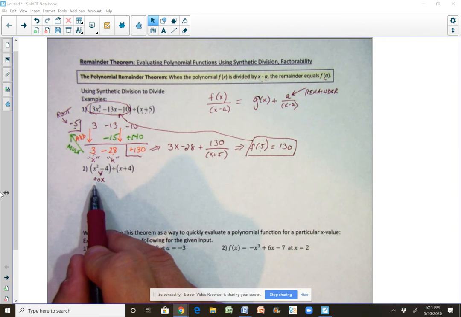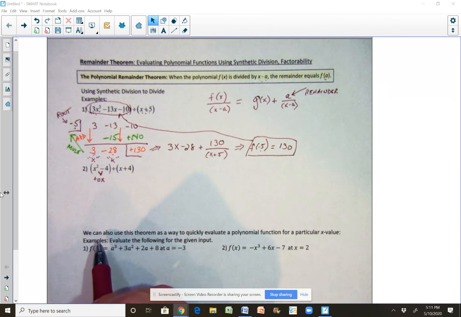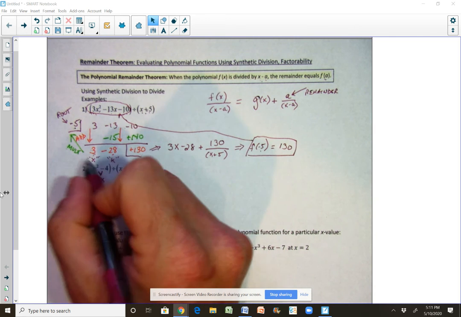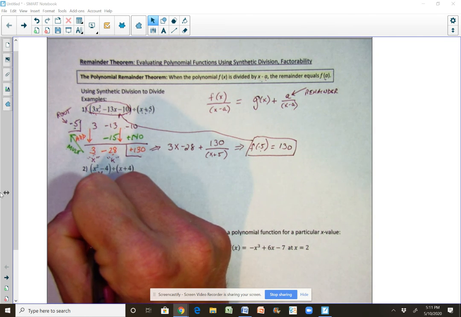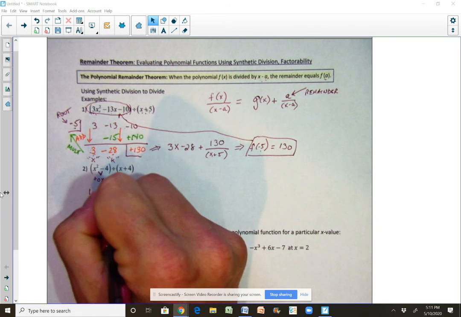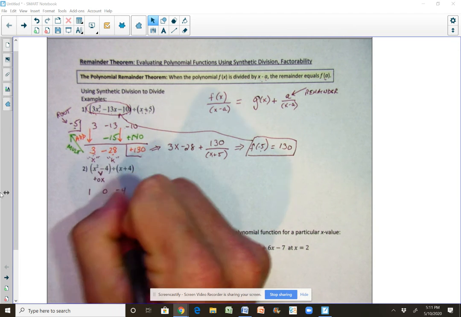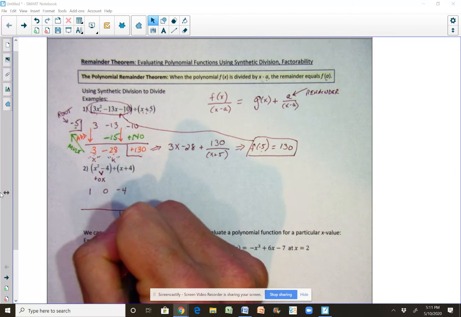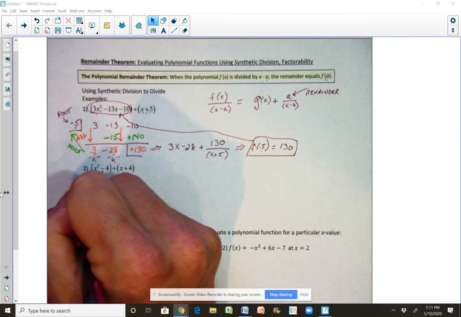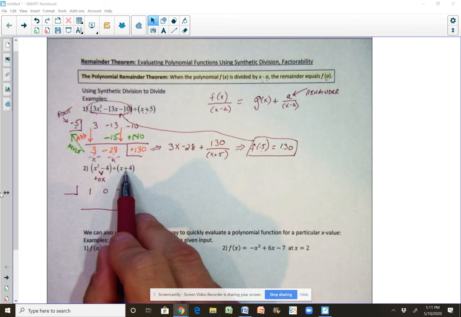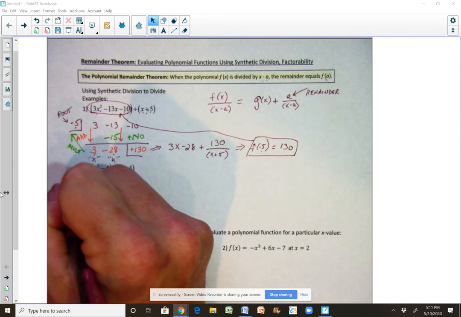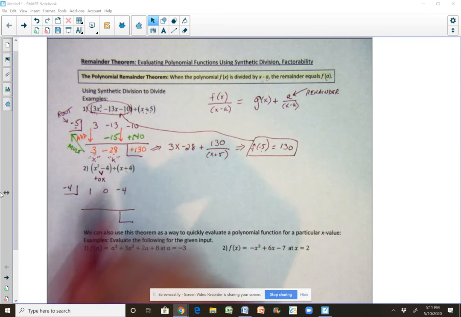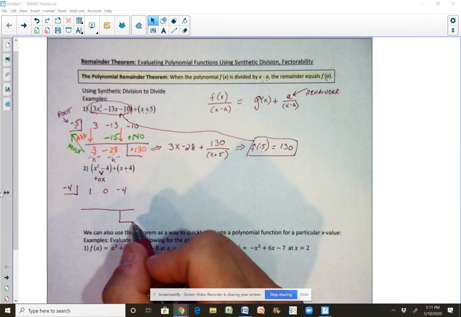So if you don't include that 0 as kind of a placeholder, it's going to throw off your values when you do synthetic division. So here you have a coefficient of 1. Here you have a coefficient of 0. And then here you have a coefficient of negative 4. And now we can set up, this is going to be the remainder spot. Here's going to be the value of the root that we're going to plug in based on the factor. So I'm going to use a negative 4 as my x value from that factor. Now I've got my synthetic division board set up.